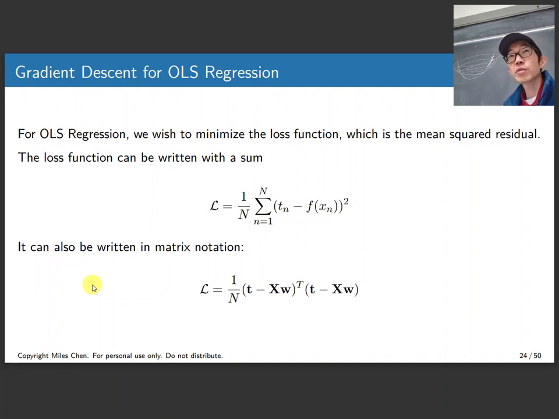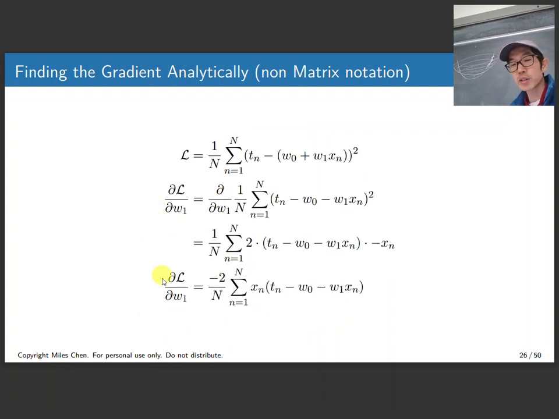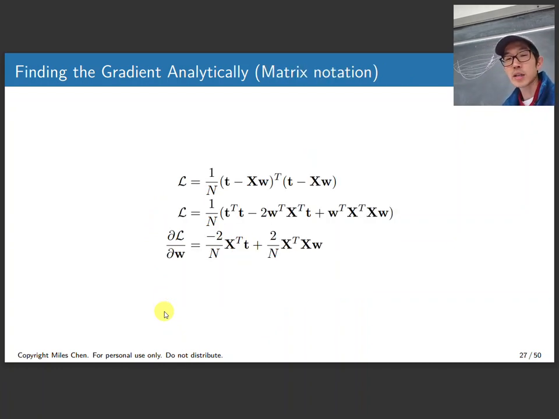In ordinary least squares regression, we're trying to minimize the sum of squared residuals, or the mean squared error, which we've written as (T minus XW) transpose (T minus XW). It's equivalent to this, I guess times 1 over n. So we can find the gradient analytically. I can find the partial derivative with respect to W0, and the partial derivative with respect to W1, and we can do it that way. Or we can find the gradient with respect to the vector W using matrix notation.